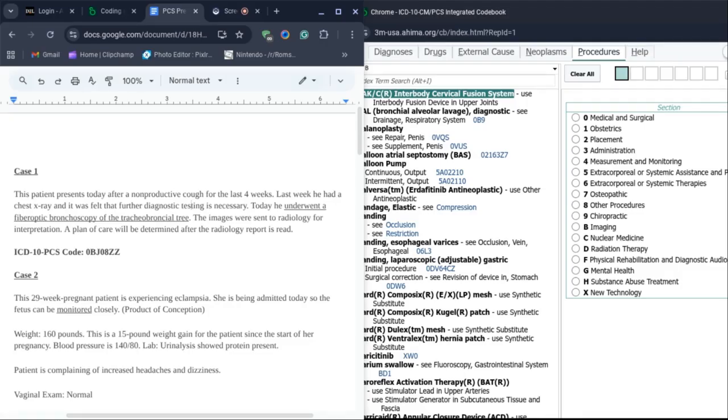Case 1: this patient presents today after a non-productive cough for the last 4 weeks. Last week he had a chest x-ray that suggested further diagnostic testing was necessary. Today he underwent a fiber optic bronchoscopy of the tracheobronchial tree. The images were sent to radiology for interpretation. A plan of care will be determined after the radiology report is read.